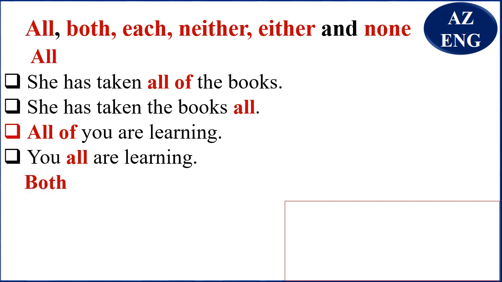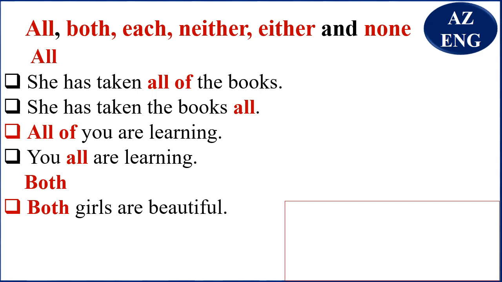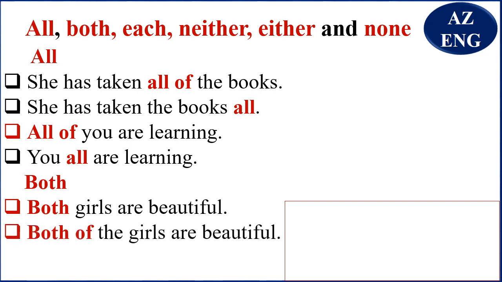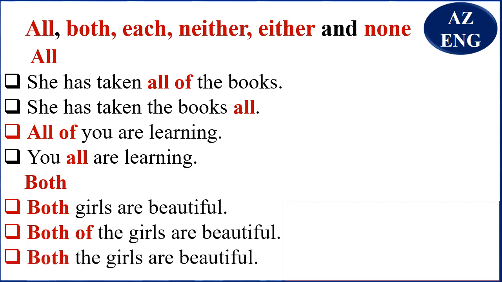Now both. For example, both girls are beautiful. You are talking about two girls, right? Now I just change it to both of the girls are beautiful. The same thing. I can change it, or I can use this form: both the girls are beautiful. Both of the girls are beautiful, or both the girls are beautiful. You are saying the same thing.